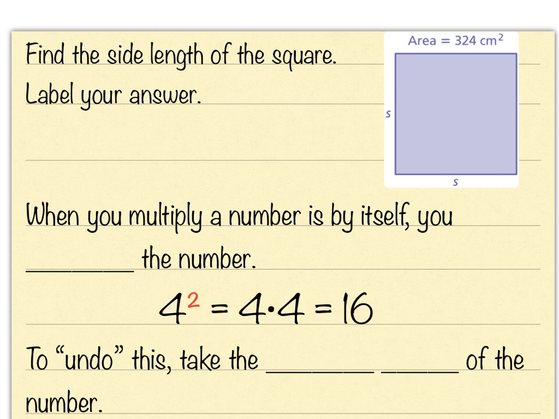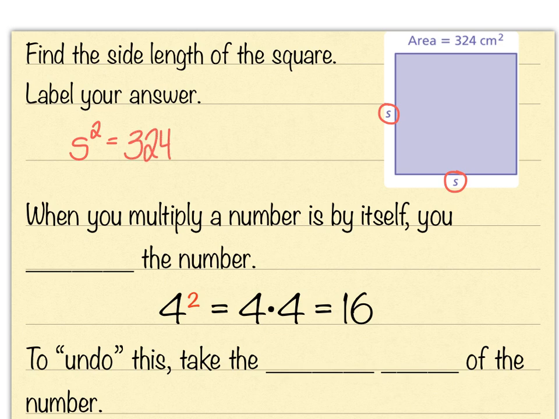Because a square is in the parallelogram family, technically we're going to do base times height, but because it is a square, the base and height are the same. That's why they've used S for both the base and the height here. So, to solve this, I would think, okay, what number squared would give me 324?